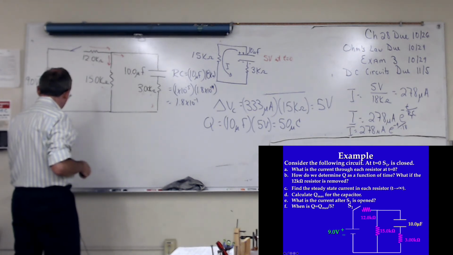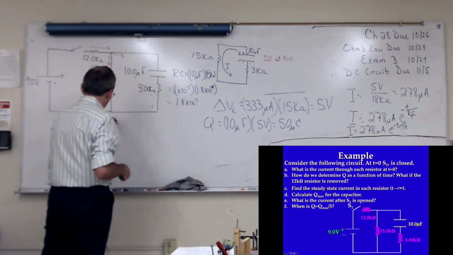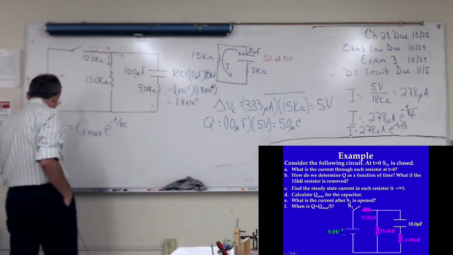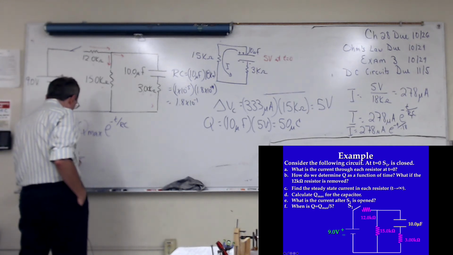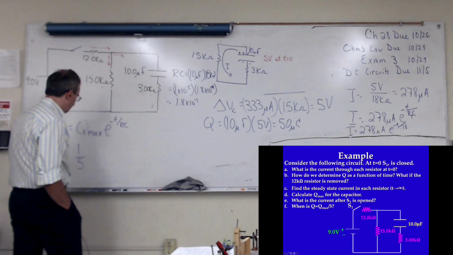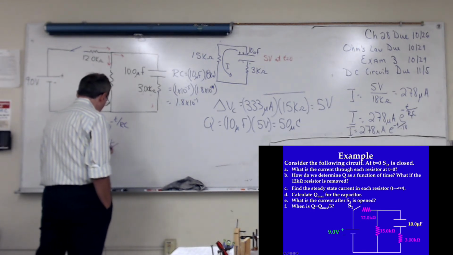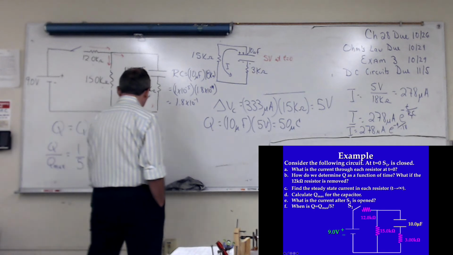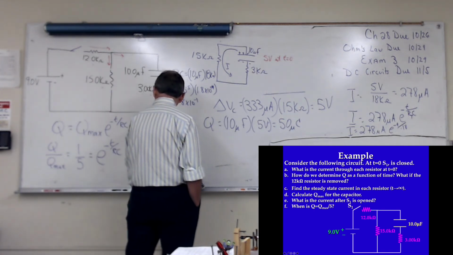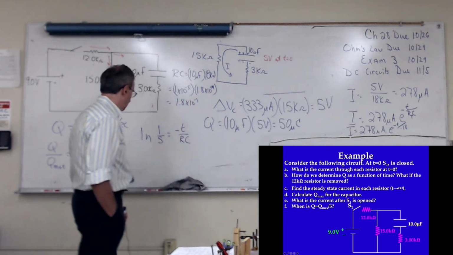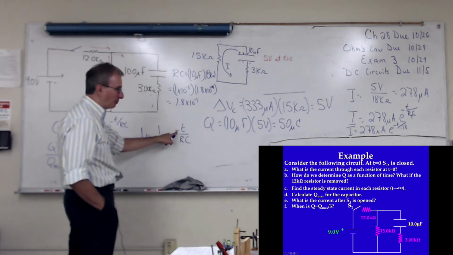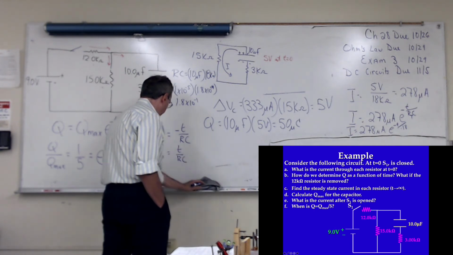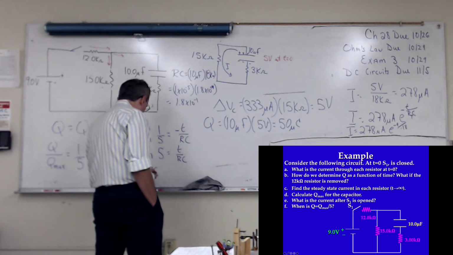So when the capacitor discharges, this is the equation for a discharging capacitor. I want Q over Q max to be equal to 1/5. Obviously, Q will end up being 10 microcoulombs. I just got to solve for t. I take the natural log of both sides, and then I get rid of the minus sign by flipping this over using the rules of logs. So then t is RC times the natural log of 5.